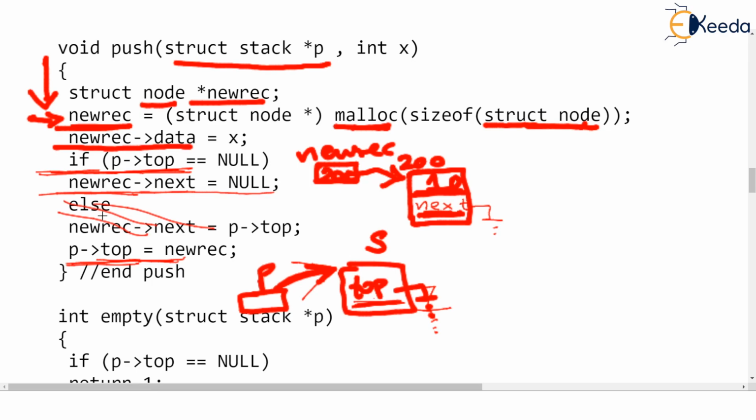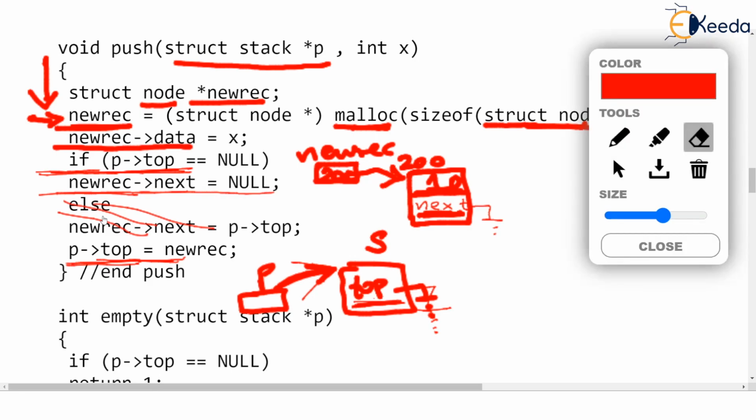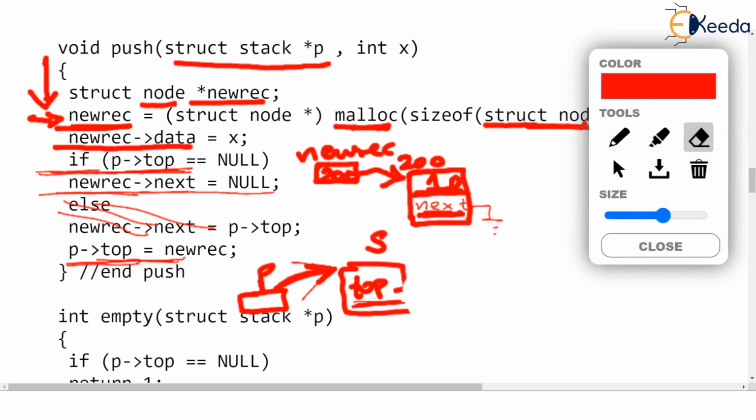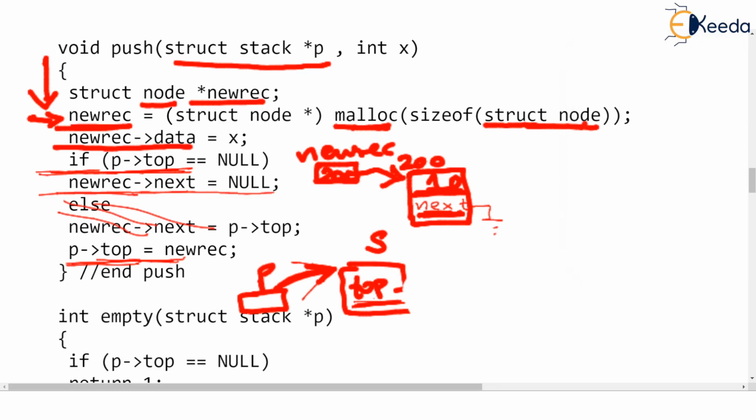So p arrow top, listen, p arrow top which was null, isn't it? P arrow top was null, will be no more null, but p arrow top will now point wherever new rec points. And where is new rec pointing? New rec is pointing to this node and top will point to this node. What that means is after this statement p arrow top equal to new rec, that's the end of the push function. And when push function ends, we go back to main. By the way, some cleanup work will be done.